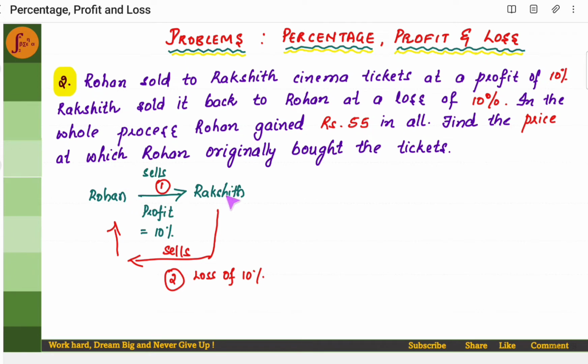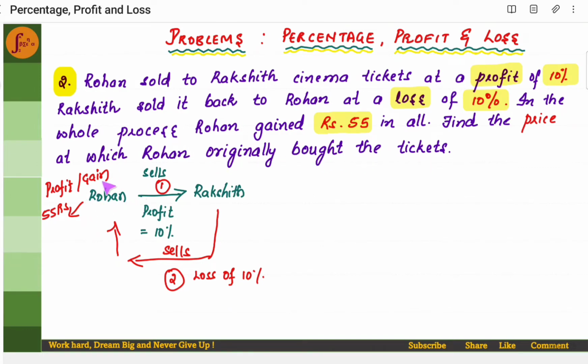Now, in this entire process, Rohan makes a gain, a profit of 55 rupees. When Rohan sells to Rakshith, he gets a profit of 10%. When Rakshith sells back to Rohan, he incurs a loss of 10%. Now we need to find the price at which Rohan originally bought the tickets.